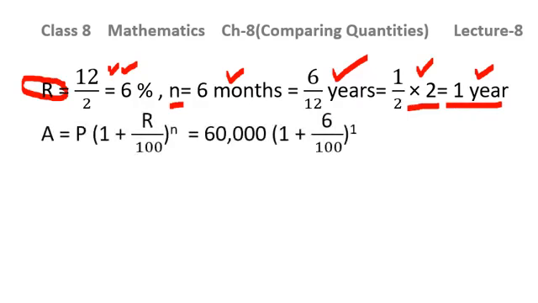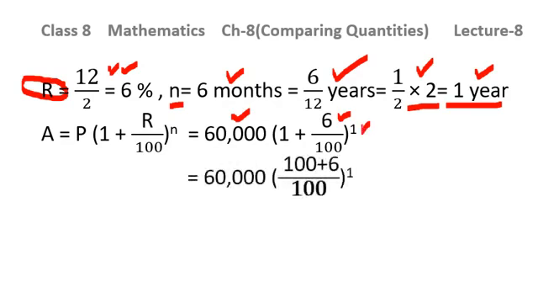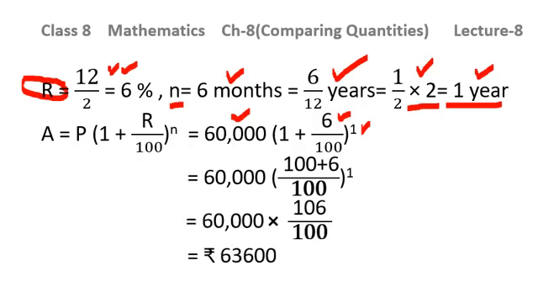Putting the values in the formula, amount is equal to principal into (1 plus r over 100) raised to the power n. Principal is 60,000 rupees. In the bracket, 1 plus r, rate of interest is 6% because it was being compounded half yearly, and time we have calculated as 1 year. So solving the bracket, it will be 60,000 into (100 plus 6 over 100, after taking the LCM) raised to the power 1. So it will be 60,000 into 106 over 100. That will give you 63,600. This is your amount.